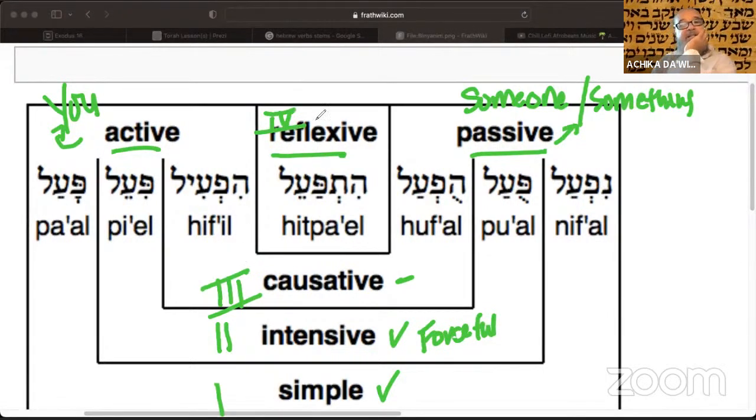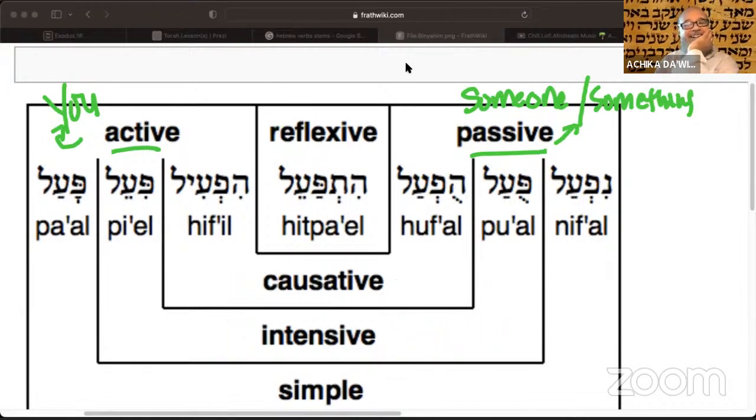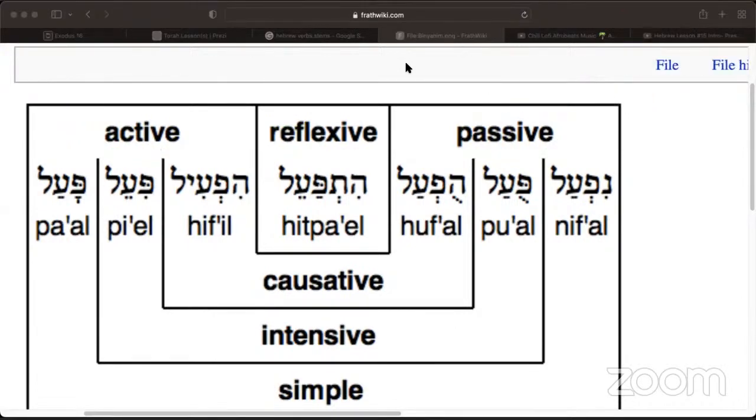How can I begin? How did we get on that, Marcia? How did we start last time? Do you remember? Yes, I think you were telling us to remember the sounds, like the ah for pa'al, and then we went. Yeah. Okay.